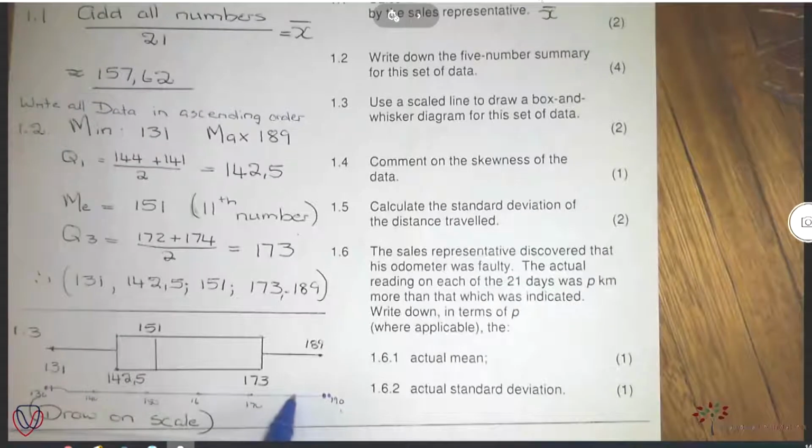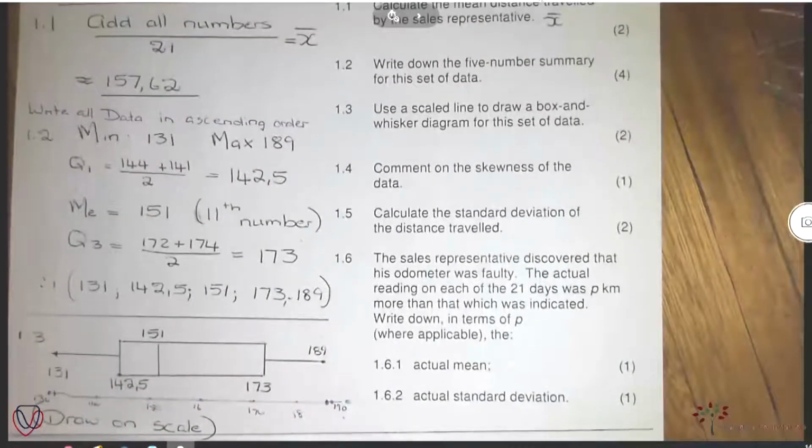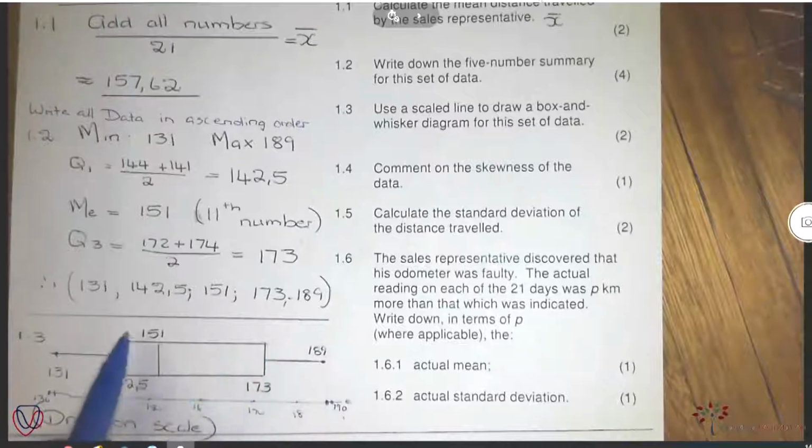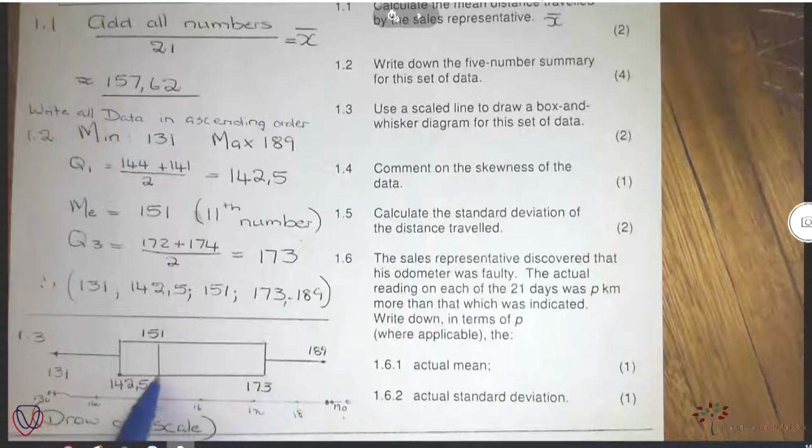170, 180. It's only the 990 that's a little bit too close to that. There's your scale. Can you see it? And now you draw your box and whisker. You draw the box there after you've plotted your Q1 and Q2 and your median. Draw the box around that. Then you draw a line to the minimum and a line to the maximum. Because the box and whisker goes about median, Q1 and Q3.